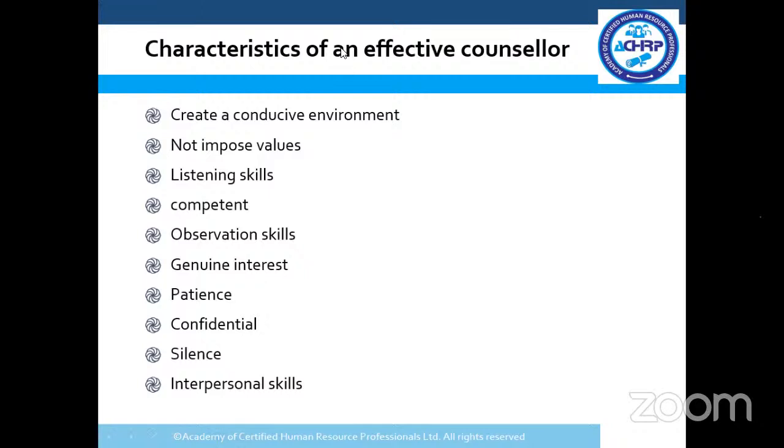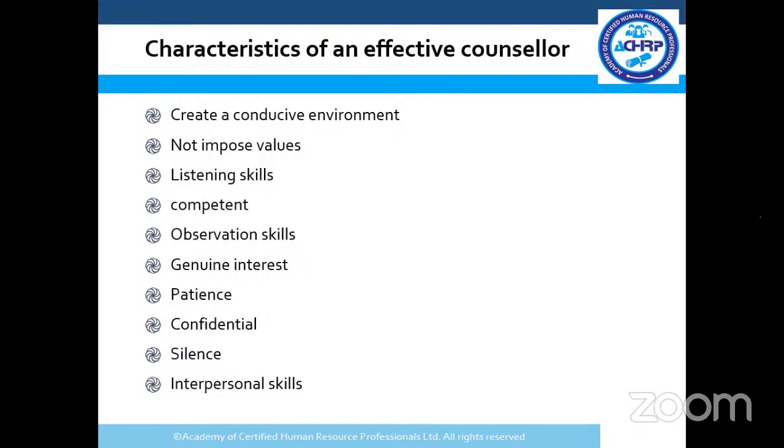And all those qualities we have talked about, I want each one of us to possess them, to acquire them, wherever we are, so that you become approachable. Remember we talked about attractiveness? So we want the characteristics of an effective counselor or an HR counselor: a person who can create a conducive environment, a person who is not going to impose his own values on others. If we get time tomorrow, we're going to look at one of the exercises.